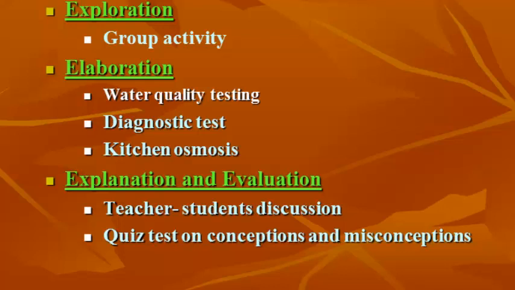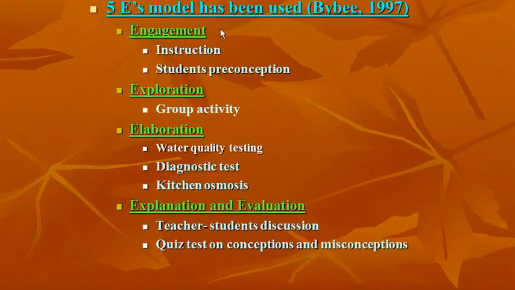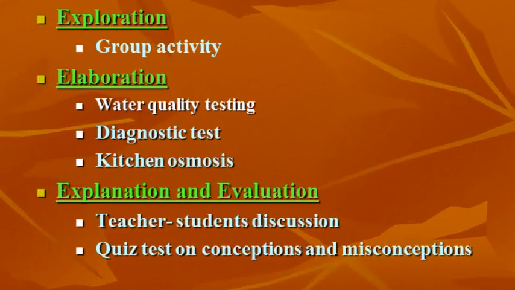5 students working in a group shared and explored their ideas through hands-on experiences provided in each set of the aforementioned activities. Elaboration was achieved when the set of activities challenged students to apply what they learned to new situations surrounding them, such as water quality testing, kitchen osmosis, and diagnostic test. Explanation and evaluation were achieved together through teacher-student discussion and quiz test on misconceptions and conceptions, where the teacher clarified students' understanding of concepts through discussion and evaluation and helped them to develop their learning skills.